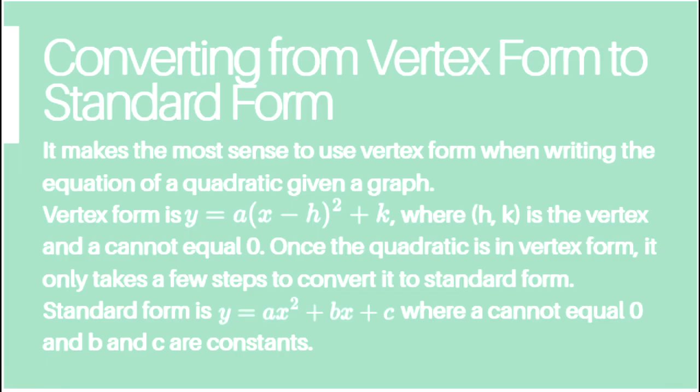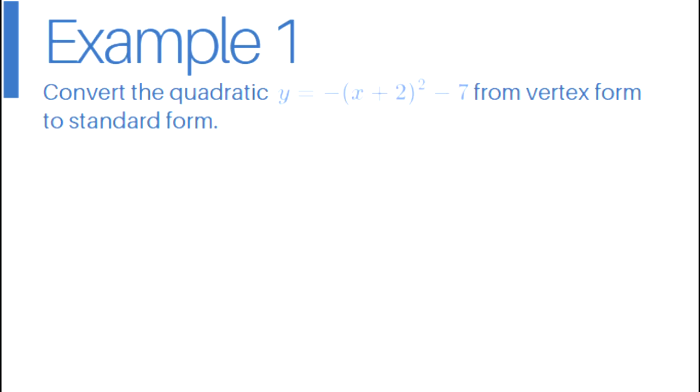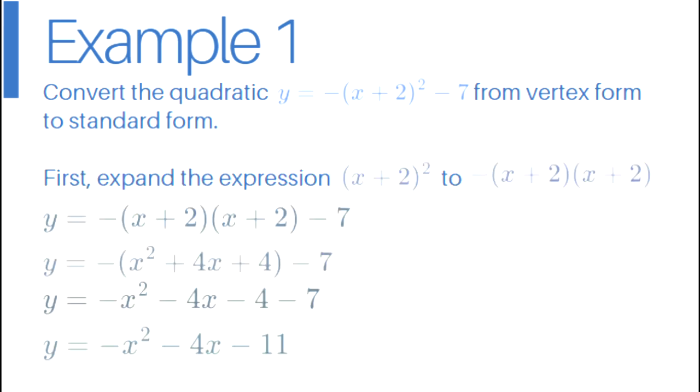Once the quadratic is in vertex form, it only takes a few steps to convert it to standard form. Standard form is y equals ax squared plus bx plus c, where a cannot equal 0 and b and c are constants. So if you don't have these formulas written in your notes, you need them. Example number 1, convert the quadratic y equals negative (x plus 2) squared minus 7 from vertex form to standard form. We're going to do this together.